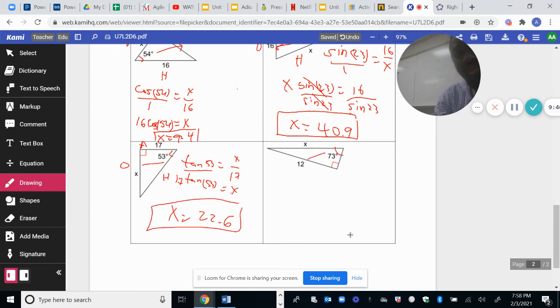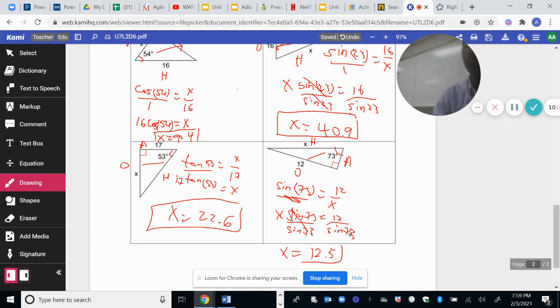On the other side, this is a reference angle. So if you trace it very well here, here is the opposite. This is adjacent, this is hypotenuse. Since you have opposite over hypotenuse, that gives you sine of 73, which equals 12 over x. Then you cross multiply. You're going to have x sine 73 equals 12, and then divide by sine 73. So x equals 12 over sine 73, which gives us 12.5.